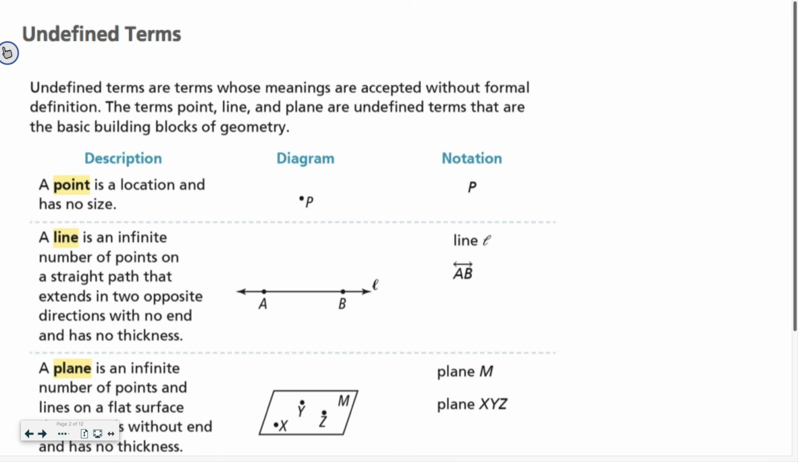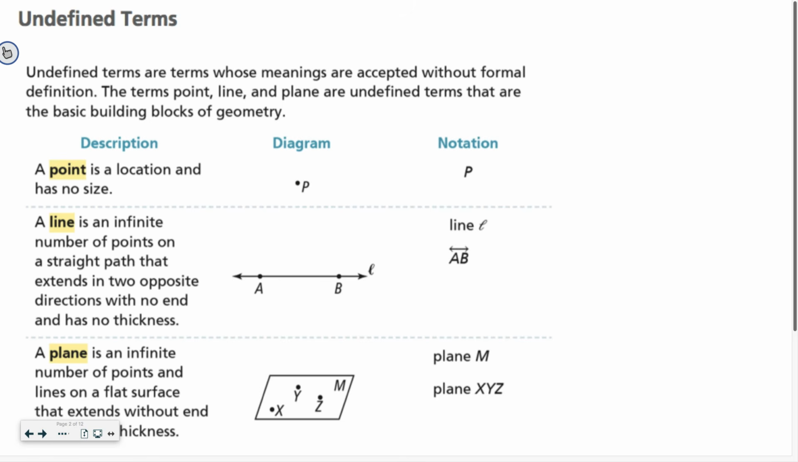So, undefined terms are terms whose meanings are accepted without a formal definition. An example of that would be a point. A description for a point is, we typically draw it as a dot and then we give it a letter name. So that would be point A. That is a point. You guys have been working with them for a long time.